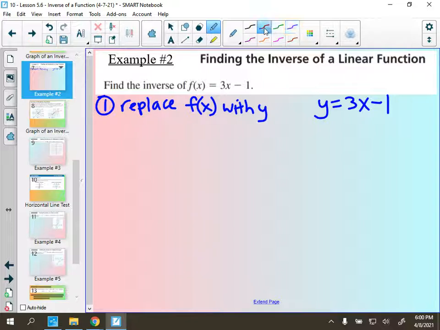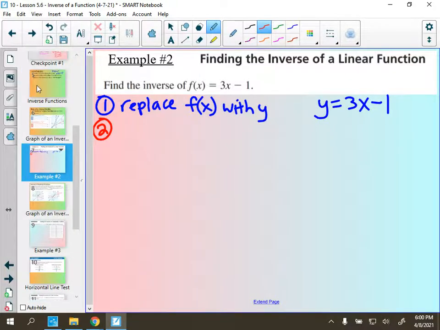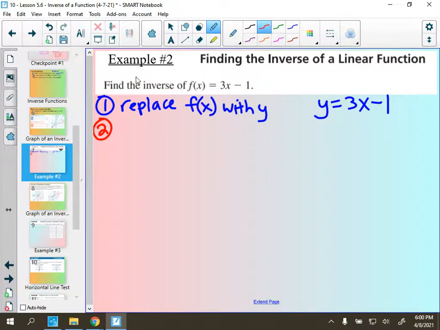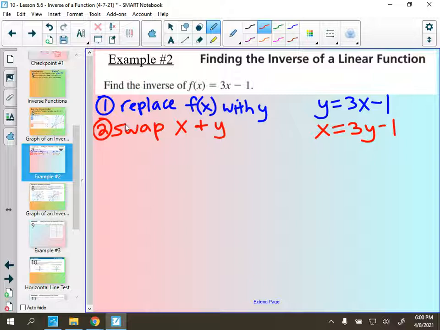Second step. This is where, like, what did we say was like the crucial feature of an inverse function? We switch the roles of x and y. So we are literally, when we're asked to find an inverse, we're literally going to swap x and y. So I go from y equals 3x minus 1 to x equals 3y minus 1. So far, I mean, it was just a couple switches, right? We switched f of x with y, and now I've flip-flopped my x and my y around. The last part is what we've done already a couple times today.